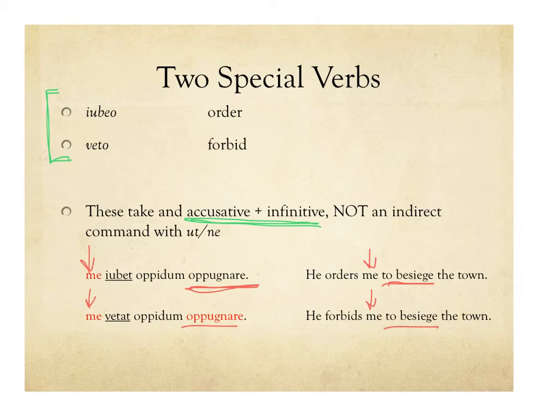So we never say non iubeo, instead we say veto. Okay, veto is where we get the English word veto, right? Because when a president vetoes legislation, he forbids it from going into the public. So, but this is the only exception that we really have to indirect commands.